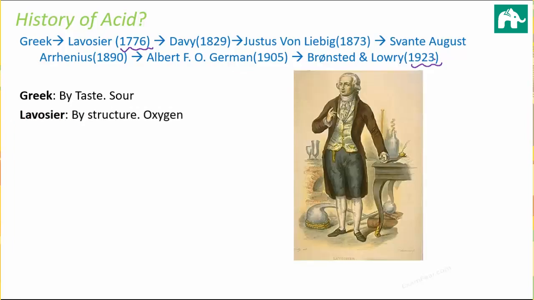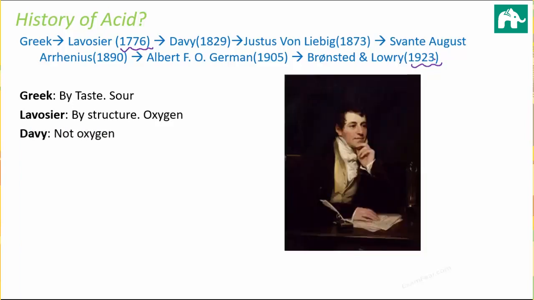A couple of years later, around 1776, Lavoisier said that acids should be defined by structure. So any structure that has oxygen is acid. But to the contrary, a few years later, Davy said that it was not on the basis of oxygen that we can define acid. However, Davy did not give any specific definition of acid, but he tried to show that the definition Lavoisier gave was incorrect, because he found that there were some acids that did not have oxygen in their structure.